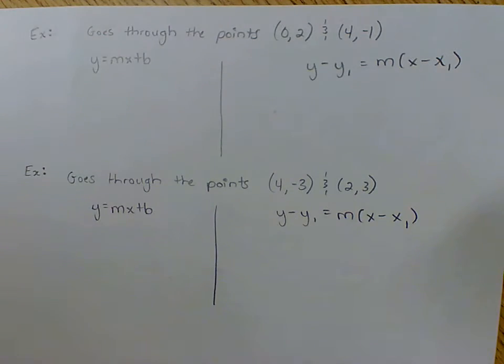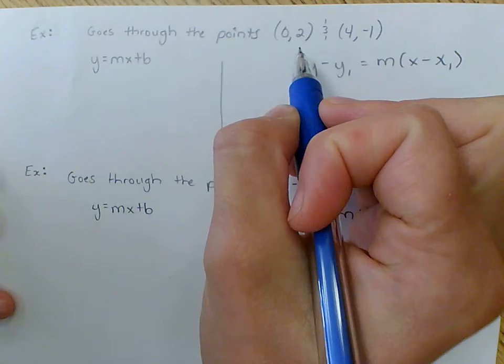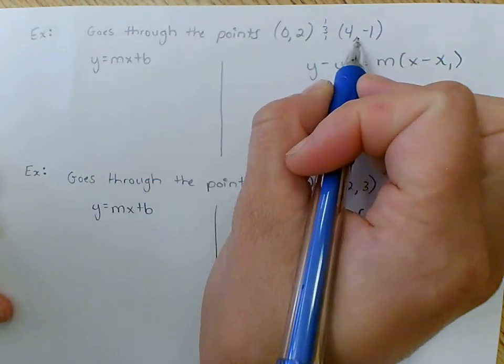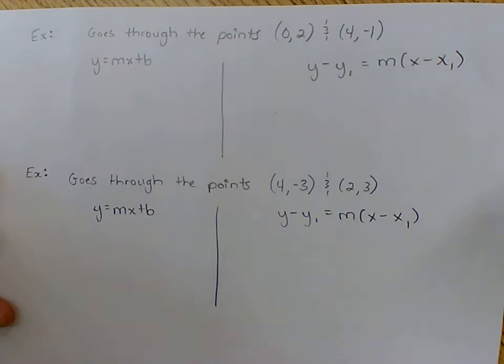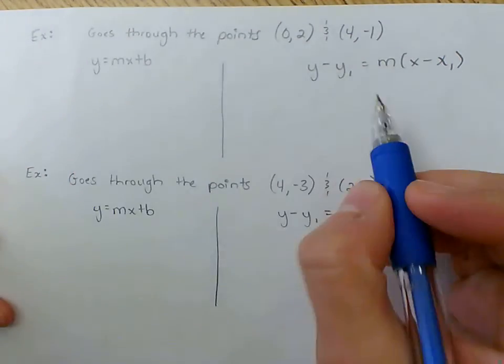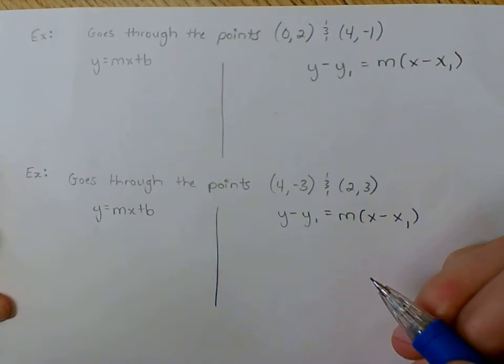This video is going to have just extra examples of how to write the equation of a line when you're given 2 points. Okay, so in this first example here, you have these 2 points, and it says that the line goes through those 2 points, and you have to write the equation. So I'm going to, again, do it using both methods. So again, you can choose whichever method you want to use.